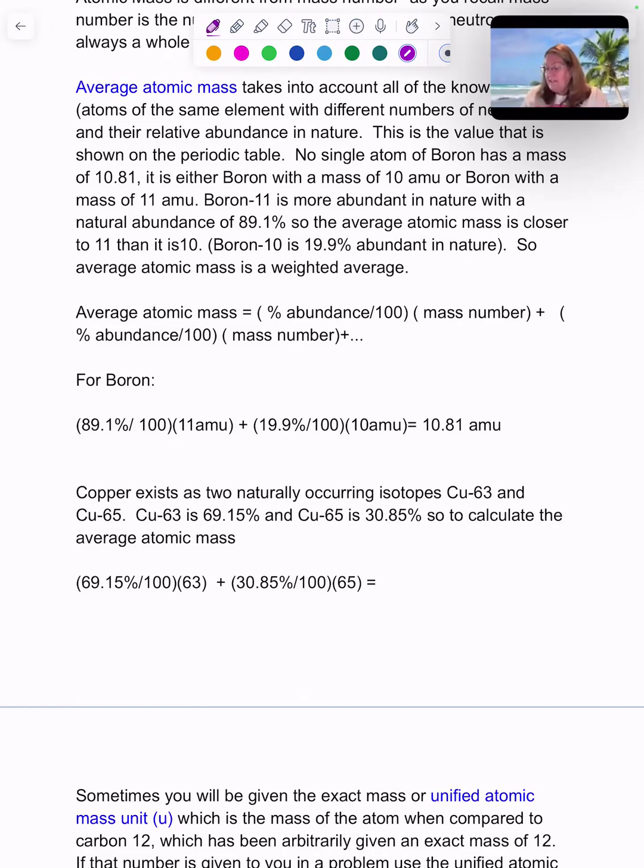We're going to take 69.15 and divide it by 100. And then we're going to multiply by 63, the mass of the isotope, and we get a number. That number happened to be, and I'm just going to write it down, but I'll leave it in my calculator. And I keep all the digits here. And then I'm going to take 30.85 divided by 100 times 65, and I'm going to get a number here. I'm going to add those two numbers up.